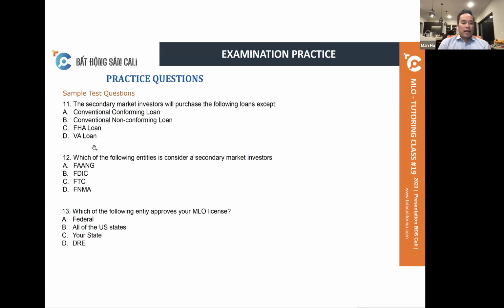Number 2. Which of the following entities is considered a secondary market investor? Oh, I just told you. It gives us 4 options, meaning each item is one entity. If you only get one, then it's fine, you probably don't have the other one, because for the secondary market investor, there are at least 2 of them, Freddie Mac and Fannie Mae. So which one is that here?